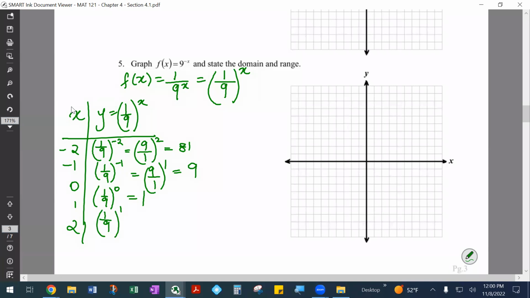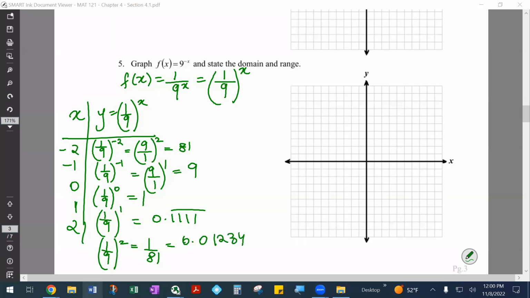1/9 to the power of 1, and I'm kind of out of sync here. But this is the 0.11111 repeating. And then 1/9 to the power of 2 is of course 1/81, which had come out to be 0.01234, and kind of keeps going with it.